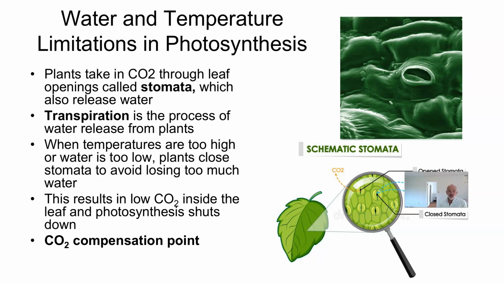This point at which the carbon dioxide levels in the leaf go too low is called the carbon dioxide compensation point. It's just the point at which there's not enough carbon dioxide there to carry out the dark reactions.